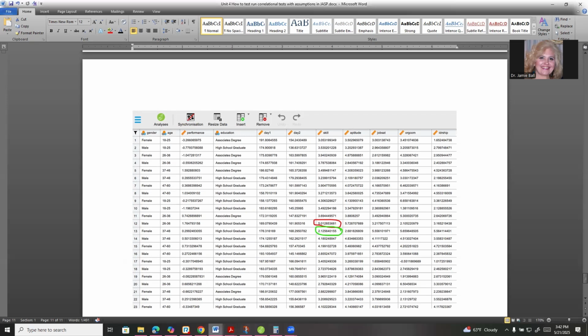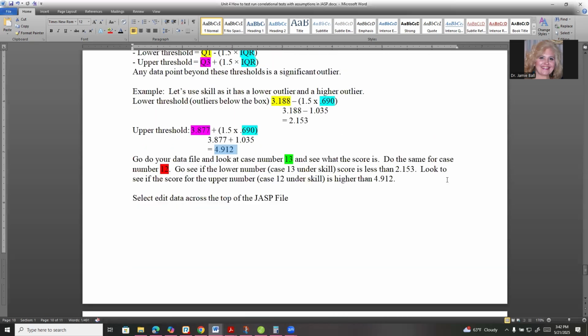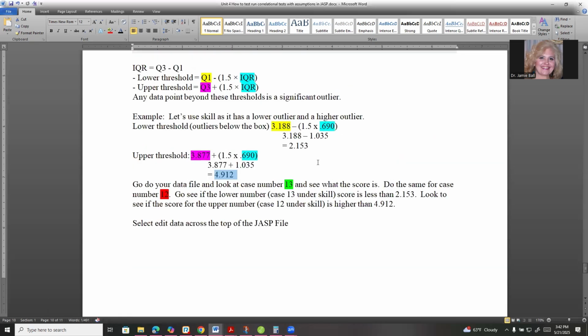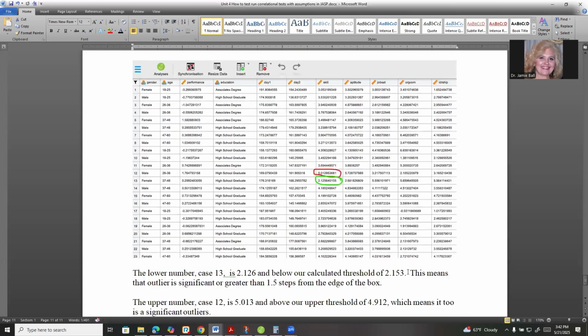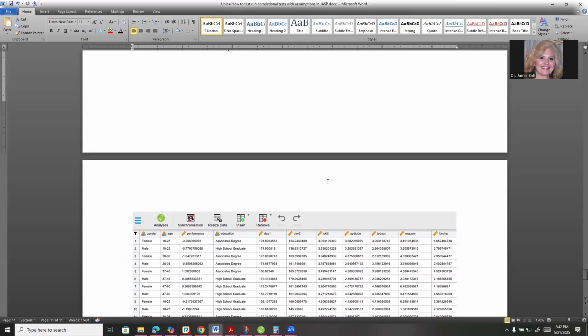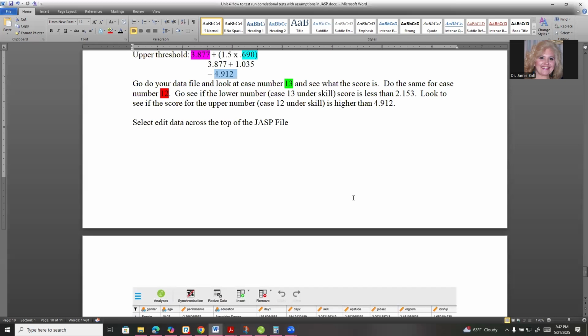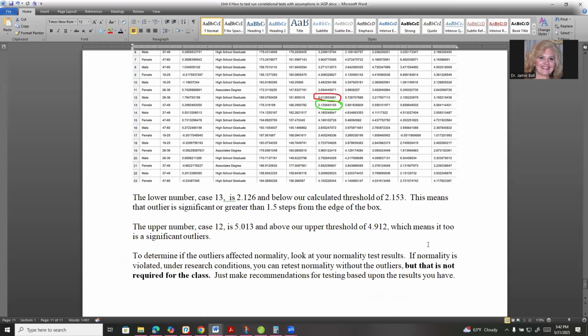On the bottom, we said the number would have to be below 2.153. If it's lower than that, it's significant. Well, this number is 2.123. That is below the minimum threshold that we calculated. So that too is a significant outlier.